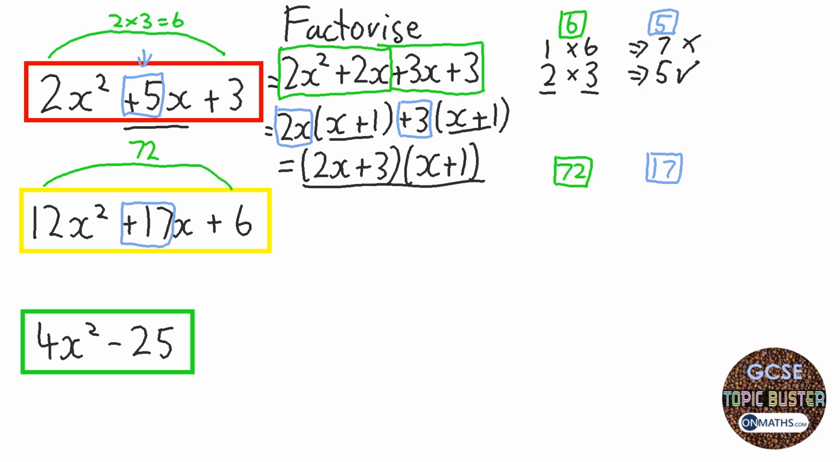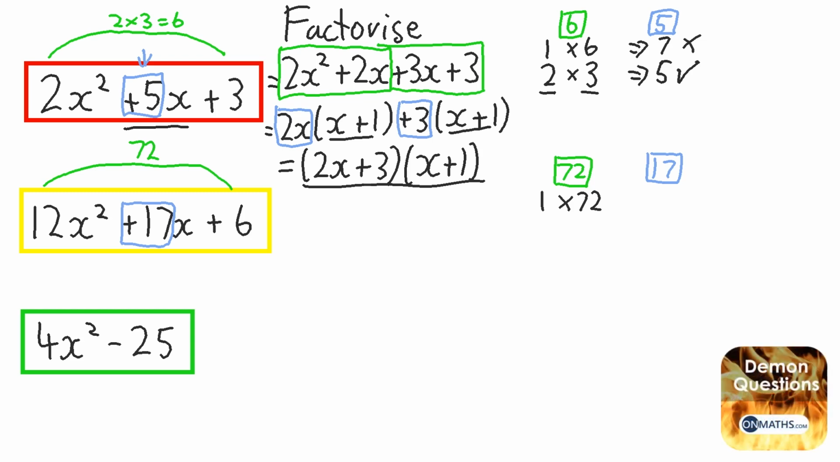Okay, so I could start with 1 times 72, but equally at the start I kind of know that the numbers have to have a sum of 17. So I'm thinking 1 and 72 is going to be 73. So I could try 2 and is it 36? And again, that's way too large. So I need to try and figure out a way of getting there closer.